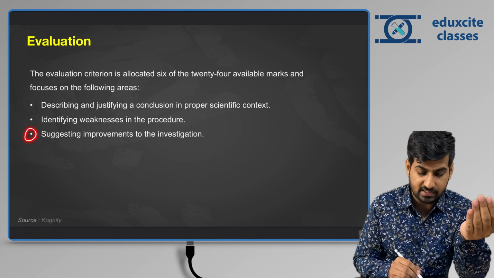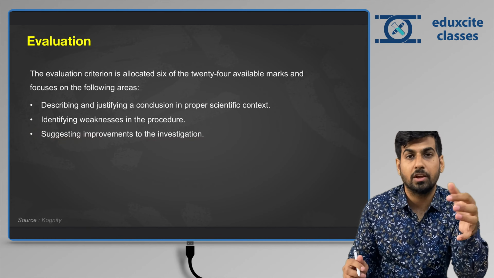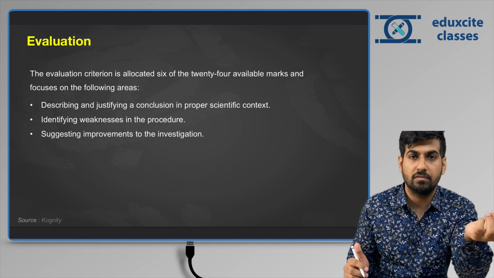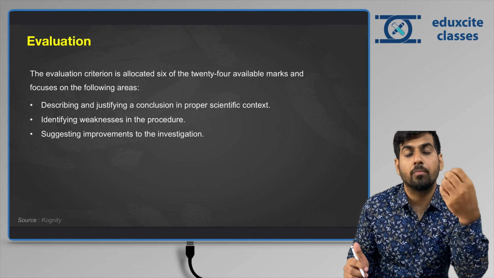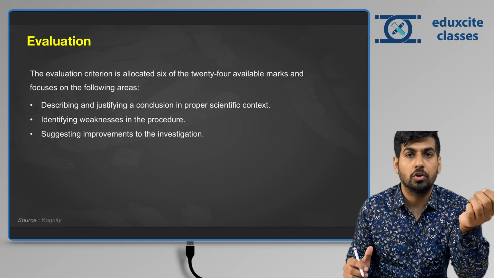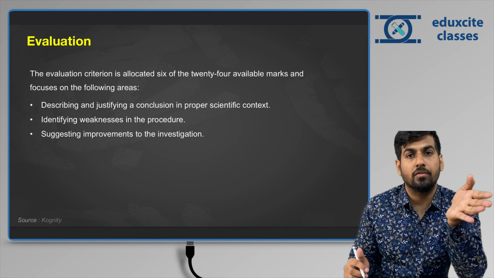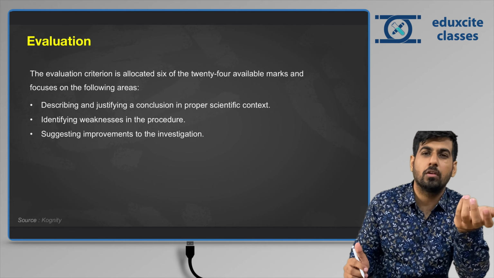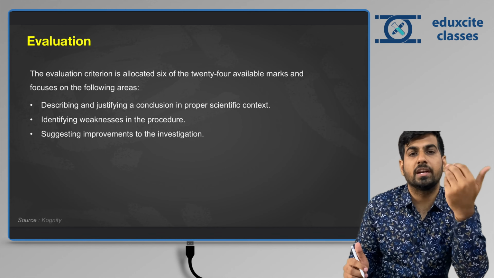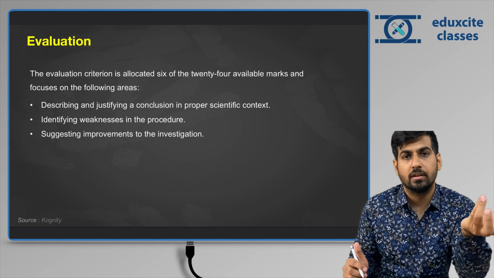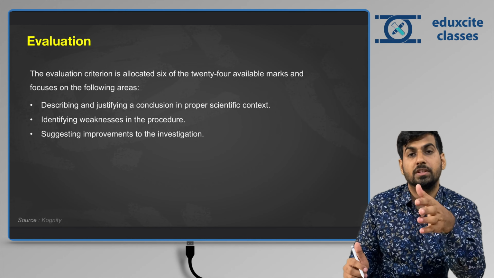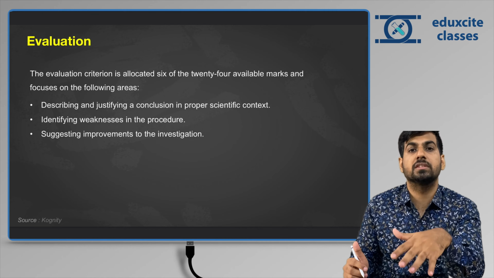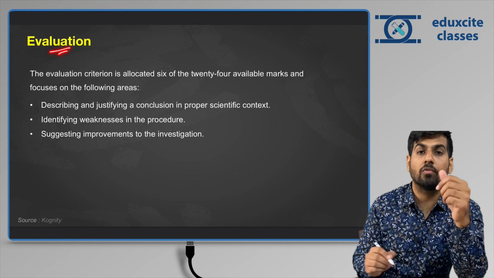That is next, suggesting improvement to the investigation. Like if you had been given more time, what further things could you do with your investigation in order to get a more appropriate or more accurate answer? Or you can say that if these things were under my control, a particular way of doing it might have improved my method. So give a justification why you were not able to do that, how you found that, and mention it. That comes under the part of evaluation.